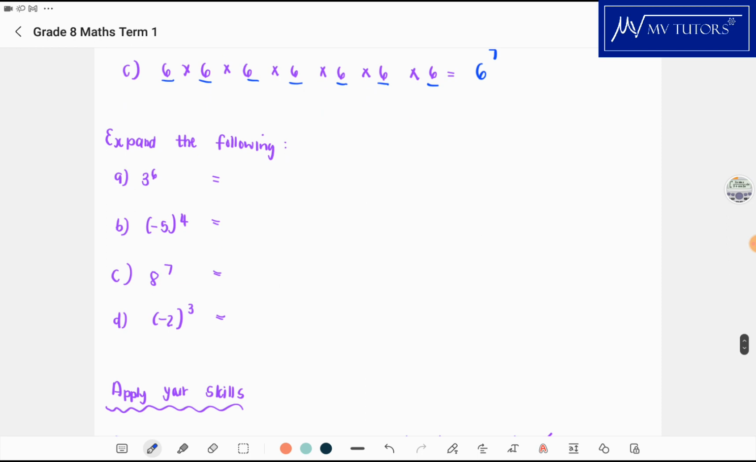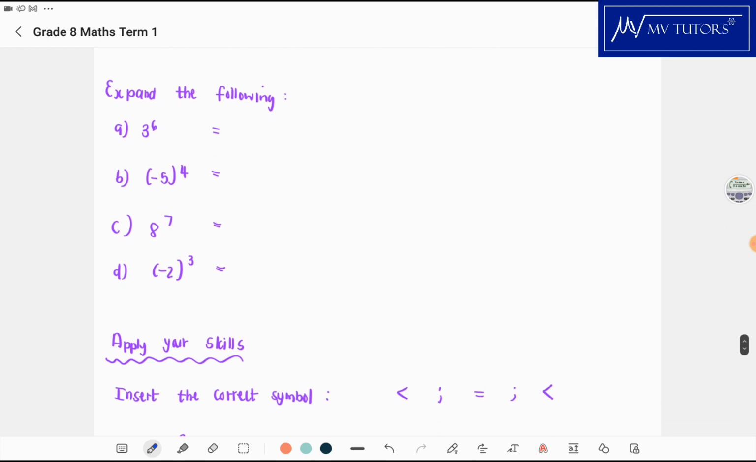Now, the second part of this exercise is to expand the following. If it's 3 to the power 6, it means we are multiplying 3 by itself 6 times. So 3 times 3 times 3 times 3 times 3 times 3. Just make sure you don't overwrite or underwrite. Just make sure it's 6 threes. They said expand the following. They didn't say get the solution, so we're not going to work out what 3 to the power 6 is.